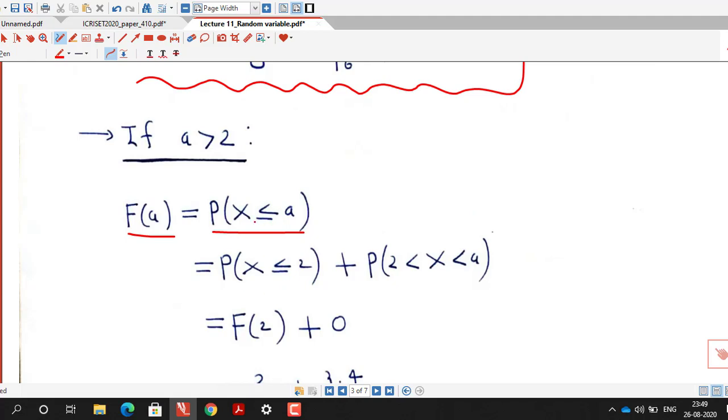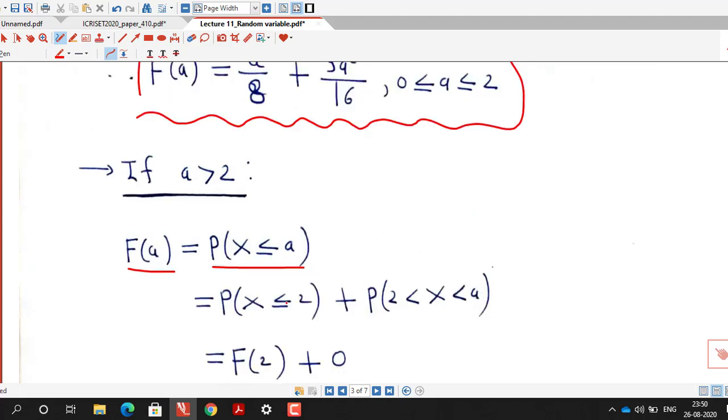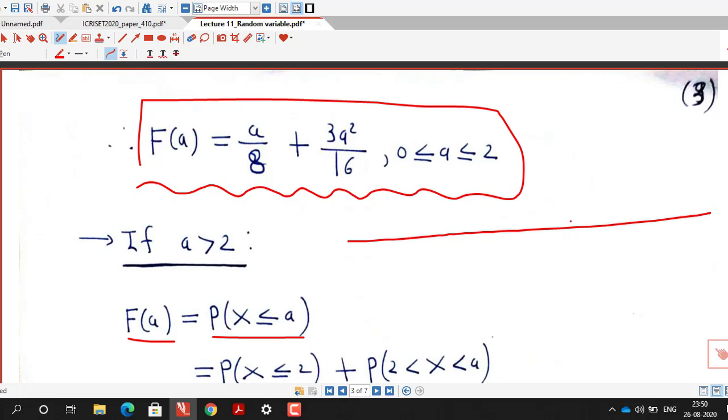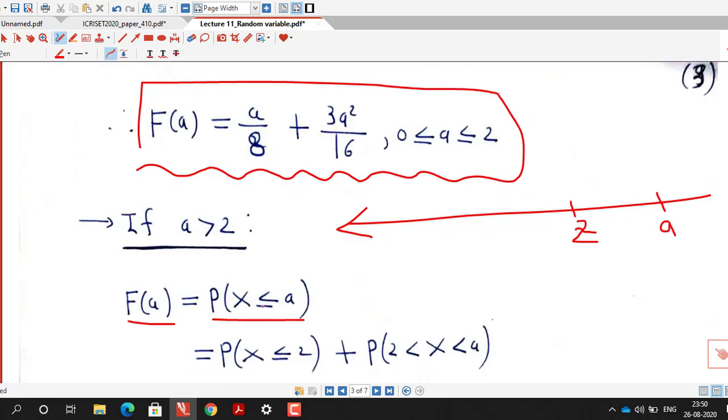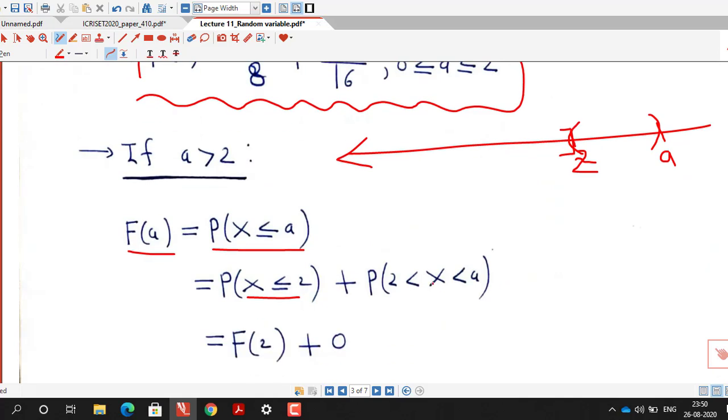So this I can rewrite as capital X less than or equal to a. We have this type of situation. Suppose this is 2, this is a. So capital X less than or equal to a is nothing but the union of two events: capital X less than or equal to 2, plus this part, 2 less than X less than a, and this is capital F of 2.